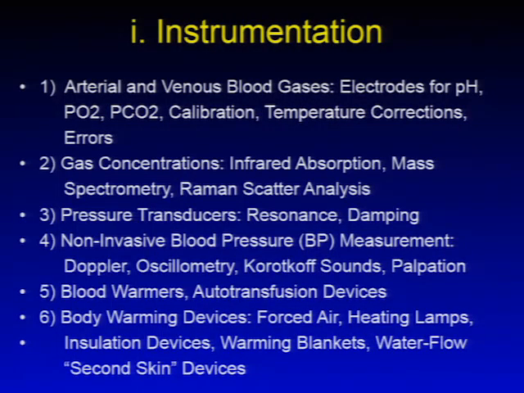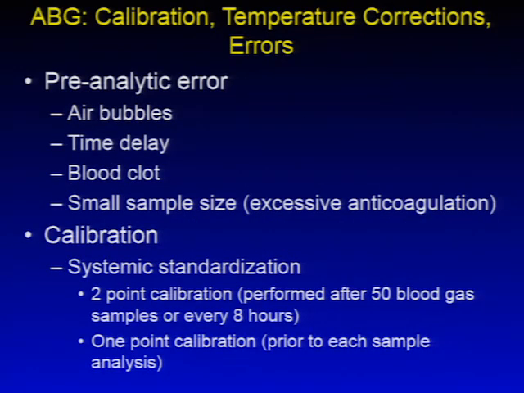So, instrumentation, I'm going to cover only the most pertinent portions. Arterial blood gas sampling requires calibration and also temperature correction. So errors can occur at the time of ABG measurement. One is pre-analytic error, including air bubbles inside the tube, time delay, blood clot, and a small sample size, which causes excessive dilution due to anticoagulation material, and also calibration issues.